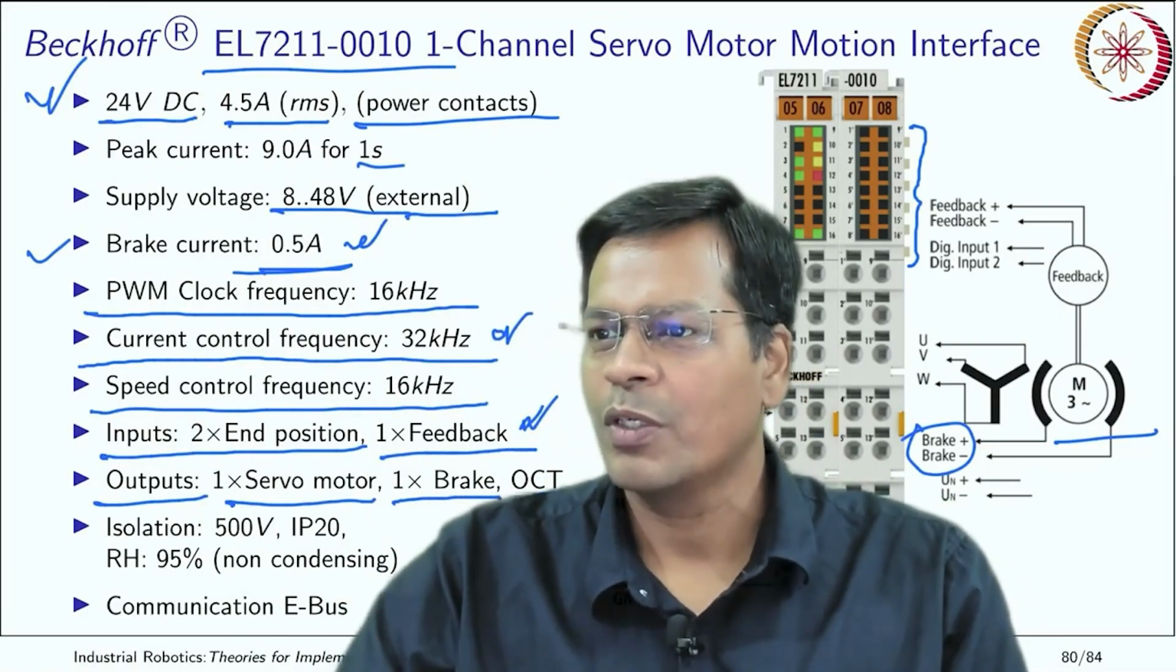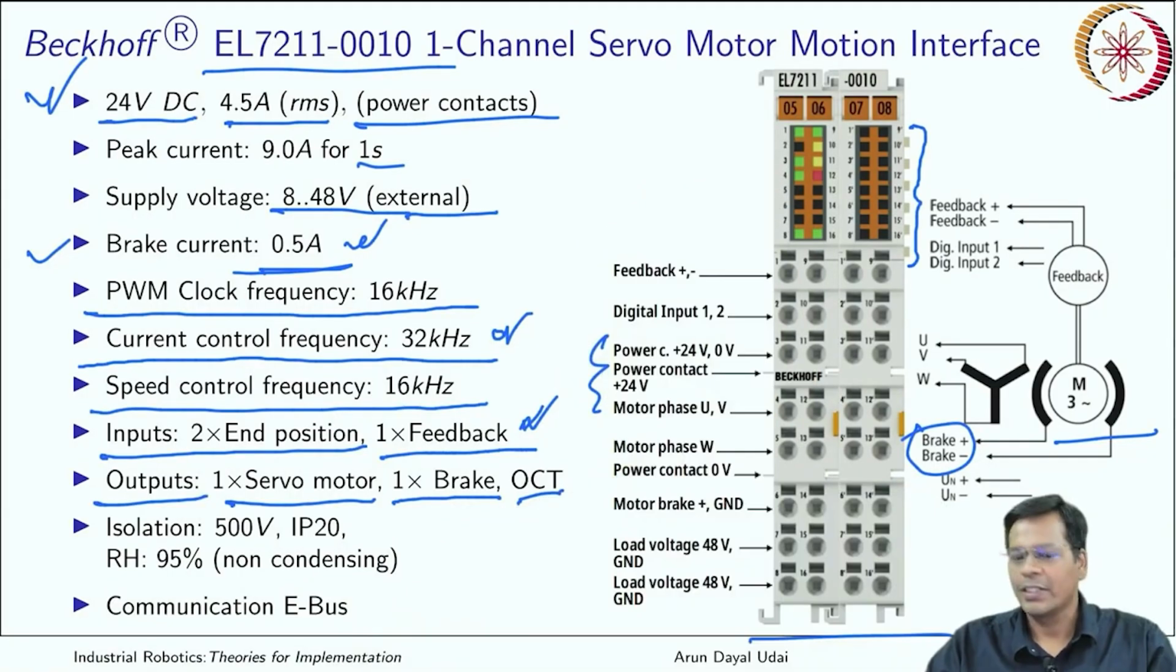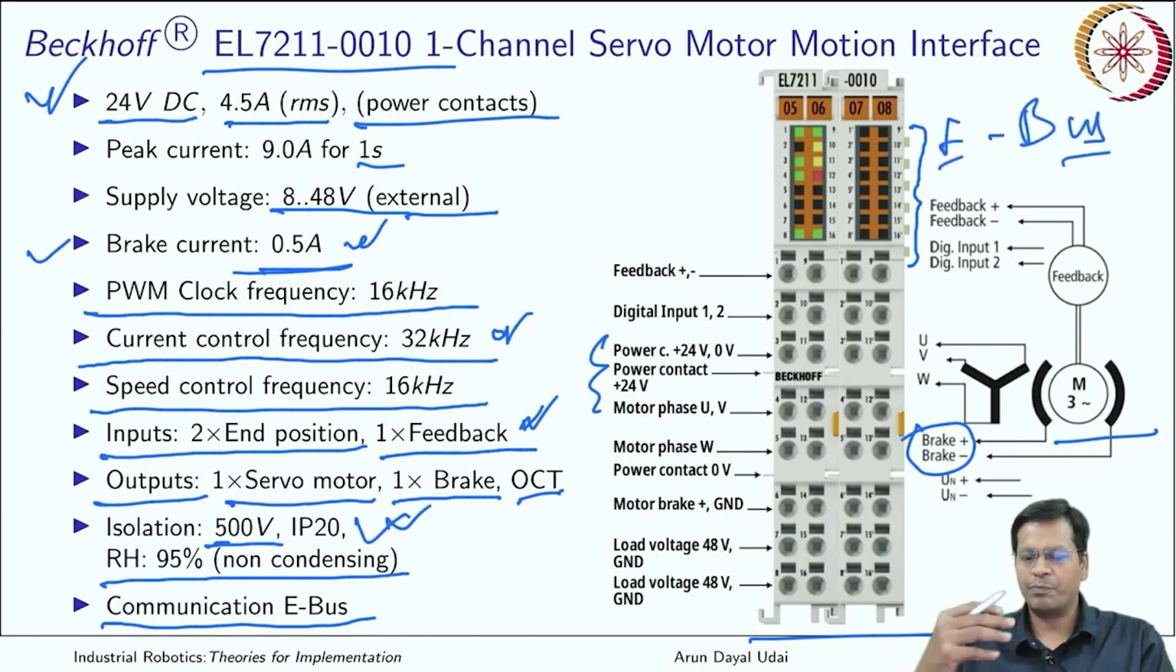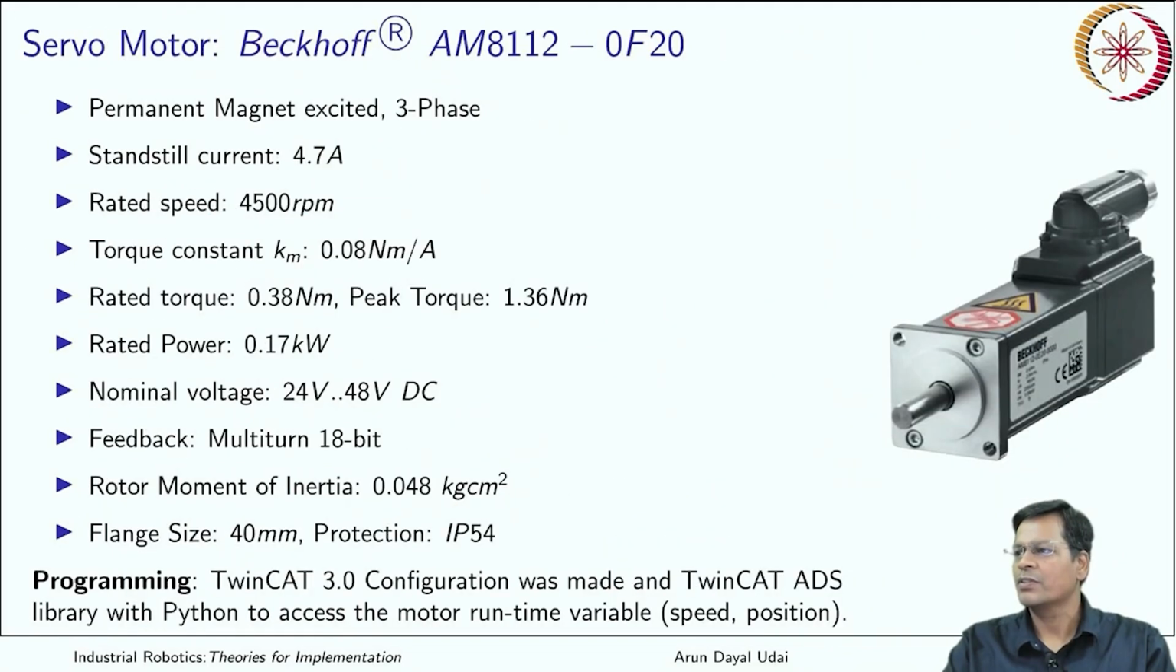So let us go back to my normal form. Okay, so I am back. So yes, this is your thing, and isolation, definitely it is an industrial motor. Isolation is something around 500 volt, IP20 class ingress protection, and relative humidity, non-condensing, is something around 95% it can handle. Communication uses E-bus, that can change all the runtime variables accessible to the TwinCAT system that I commonly use to demonstrate all these I have shown so far. So yes, this is the motor which I am going to use today.